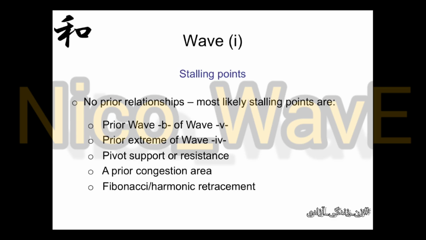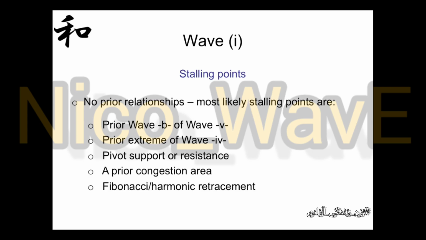Let's start obviously with wave 1. Where is wave 1 going to stall? Very clearly there are no prior wave relationships within a wave 1 except the wave C being the projection of wave A. So we must have some other type of technique to try and provide us with that information.